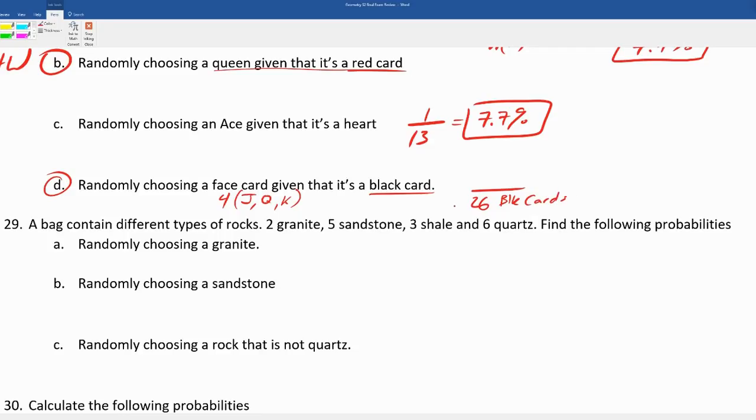All right. But we have 12 face cards, right? But only half of them, so 6 of them, are going to be black. So, given that it's black, face cards. All right, so 6 out of 26. In your calculator, you should get 0.231, and we can chalk it up to 23.1%. All right.